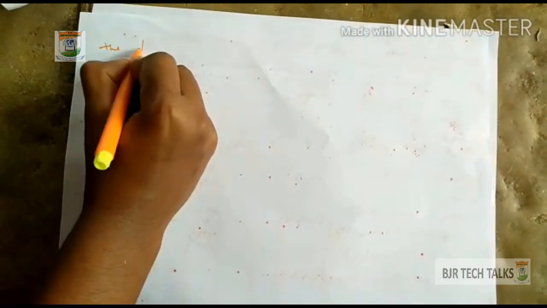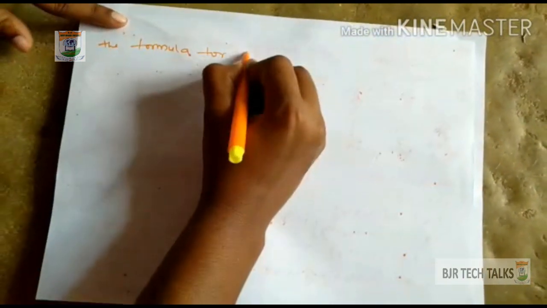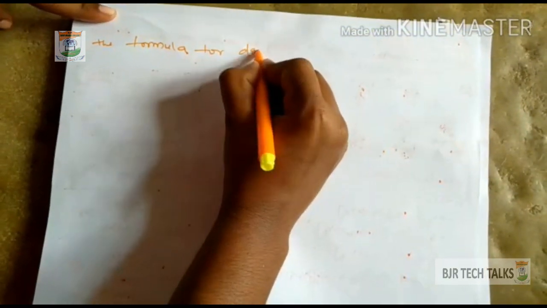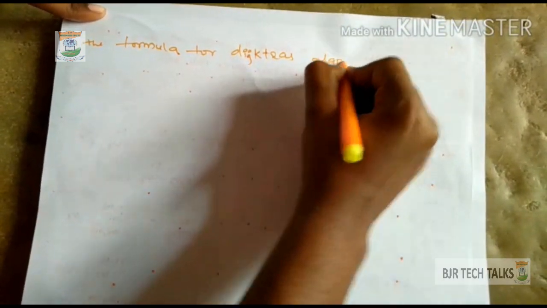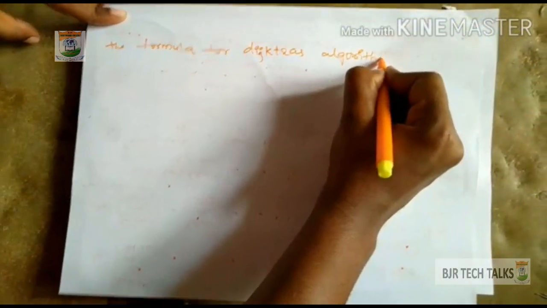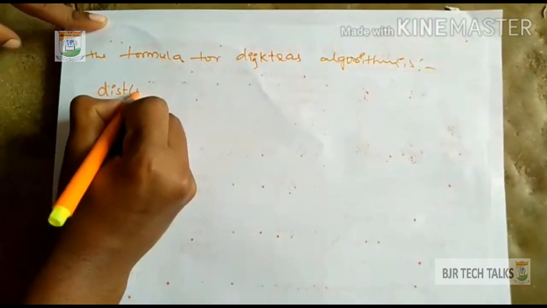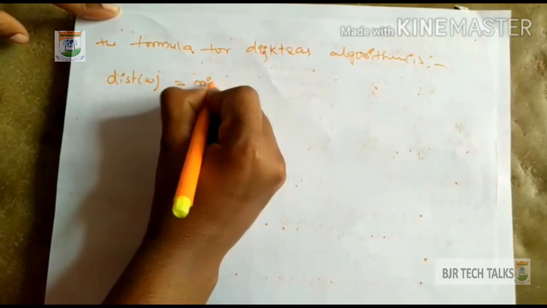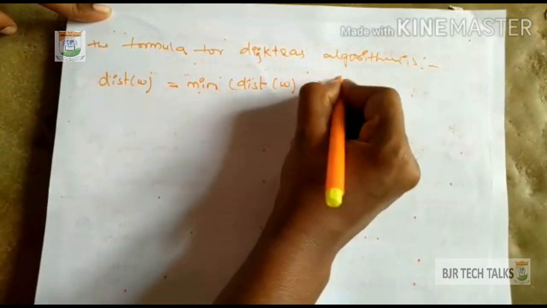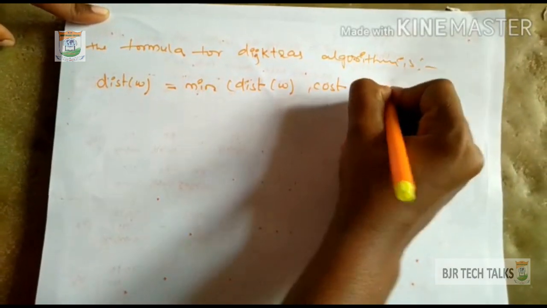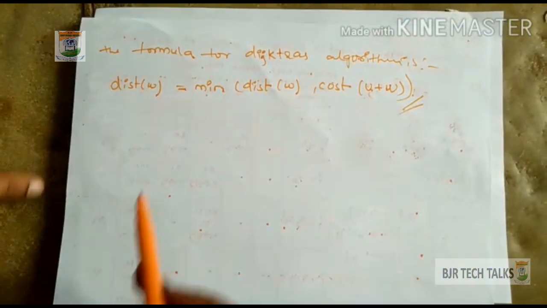The formula of Dijkstra's algorithm is: distance of W equals minimum of distance of W, cost plus. This is the formula for Dijkstra's algorithm.